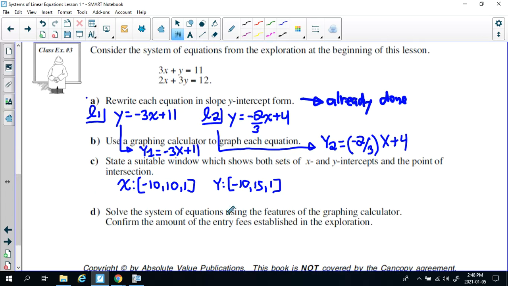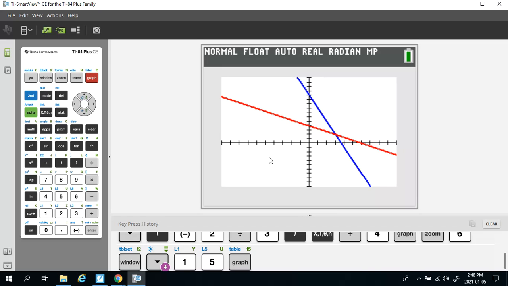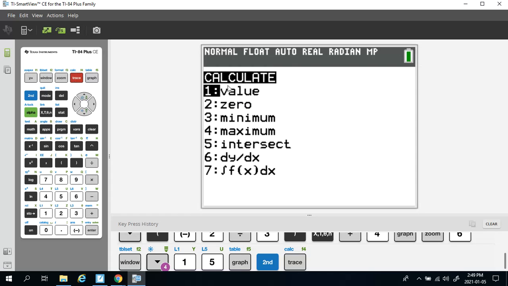Okay, now D says solve the system of equations using the feature on the graphing calculator. So let's go back here now. All right, so here's how we do it. We've plotted the graphs. Now I'm going to hit the second button, and then I'm going to hit the button that says trace, which has a calculation above it. So hit second, trace. Now, we used this function before to figure out a zero, which is an x-intercept, or a value where we get a y-intercept from. But the function I want to use here is an intersect. An intersect is going to give me the intersection point between a couple of lines.